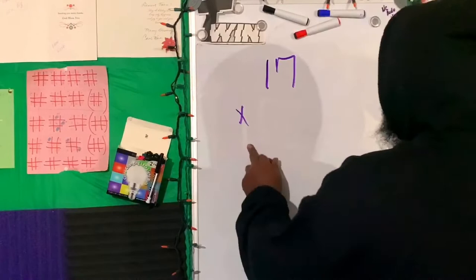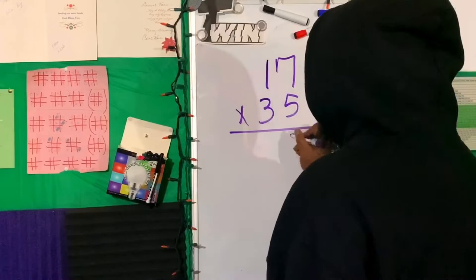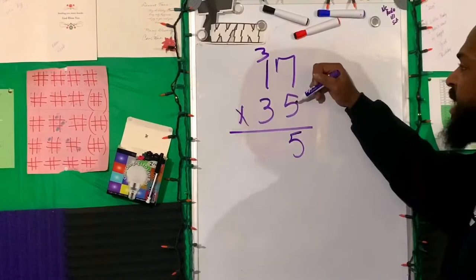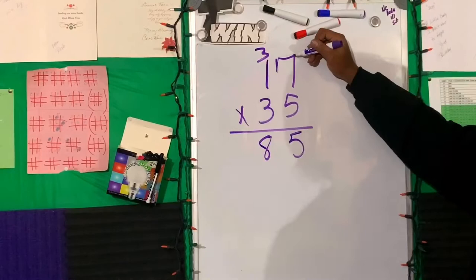multiplied by 35. Now, what you want to do here, we want to cross multiply. It's very simple. 7 times 5 gives you what, class? 35. You want to bring down your 5 and you want to carry your 3 over here. That 3 that we carry, we're going to add it, right? So we're going to continue to cross multiply. 5 times 1 is 5, plus 3 gives you what? 8. Right?